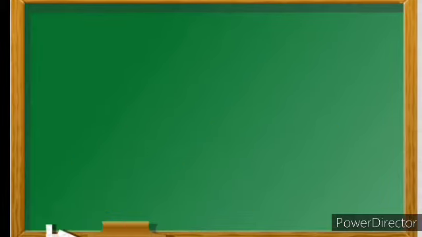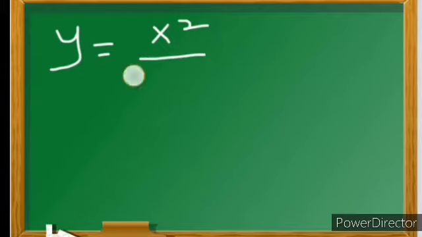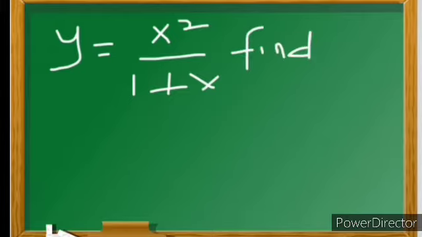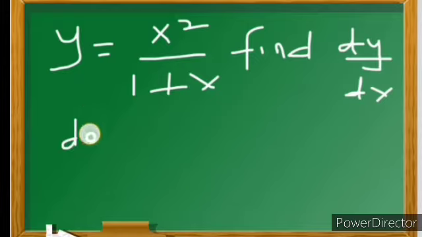So our next question is to find the derivative of the function y equal to x squared all over 1 plus x. This means we're finding dy/dx, which is another way of representing the derivative of a function. Now, if you look at the function y equal to x squared all over 1 plus x, this is a quotient function, a function that looks like a fraction.